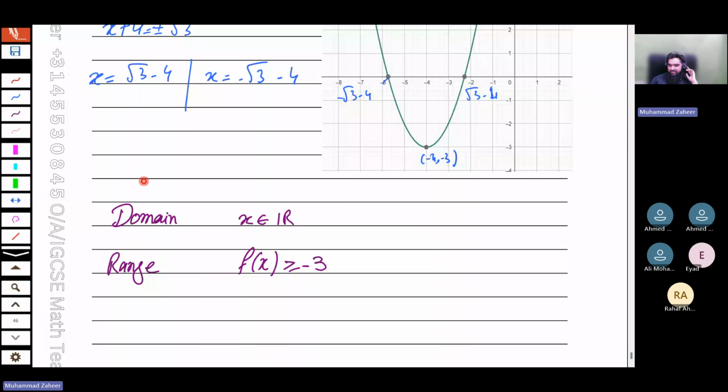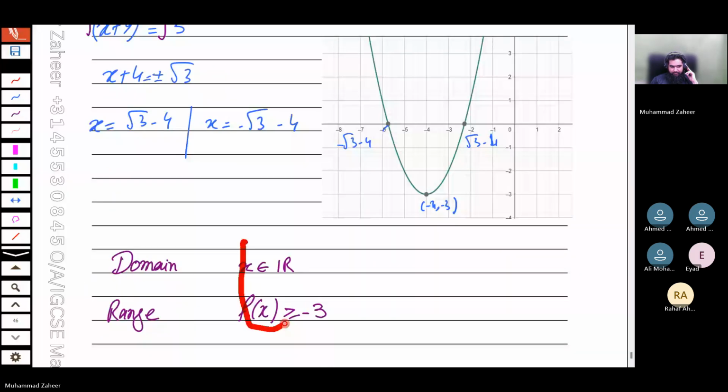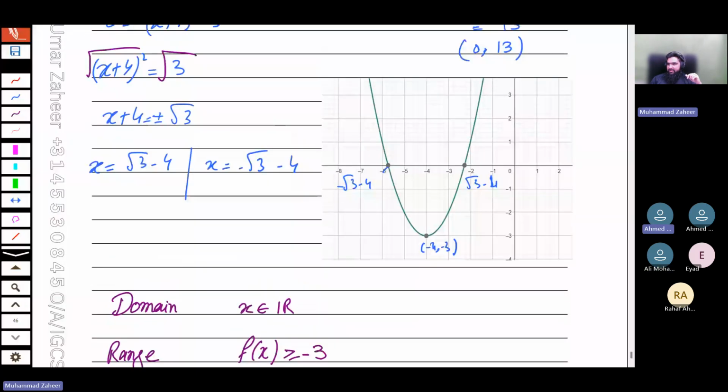From where you did not understand? You don't know how to find a turning point, x-intercept and y-intercept, or you don't know how to find the domain and the range. Yes, he said the range. The range that we need to understand, basically.